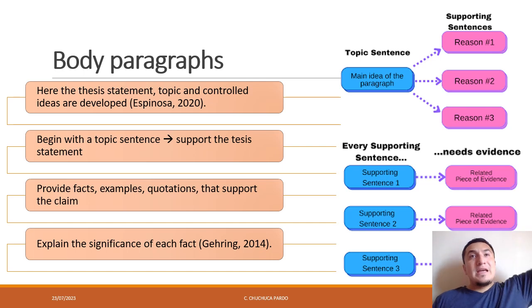The body paragraphs are the main content of the essay. Here the thesis statement, topic, and controlling ideas are developed. Usually we have three or four body paragraphs. Each begins with a topic sentence that must support the thesis statement. For example, we have here the main idea of the paragraph, but we have to connect it with supporting sentences: reason number one, number two, number three. It can provide examples, facts, quotations, and paraphrases that support the claim we are talking about in the essay, and explain the significance of each fact.